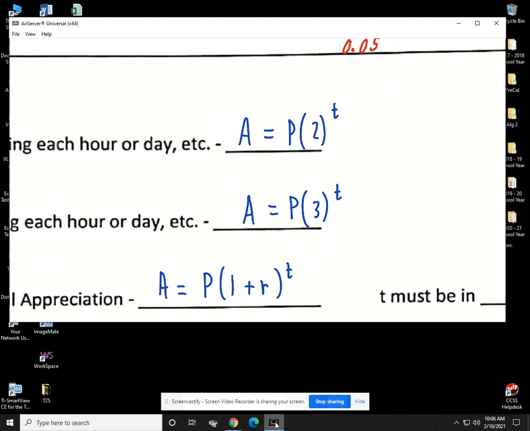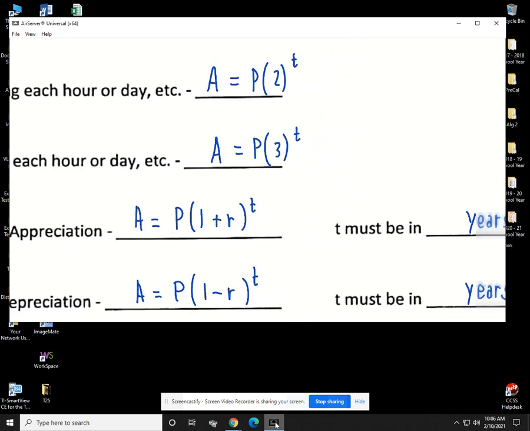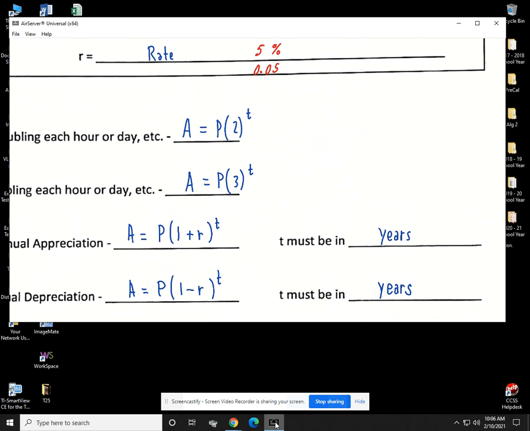Now, here are the formulas that you should have so far. You should have doubling and tripling. You should have appreciation and depreciation. And you need to remember that for those equations, T has to be in years. So jot all those down, and then we'll go back and do a couple more examples, and then you should be golden.